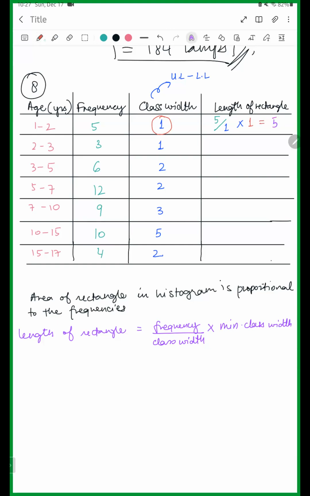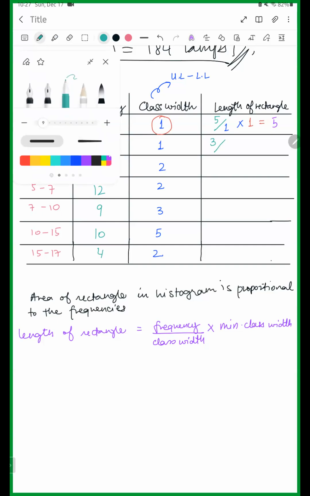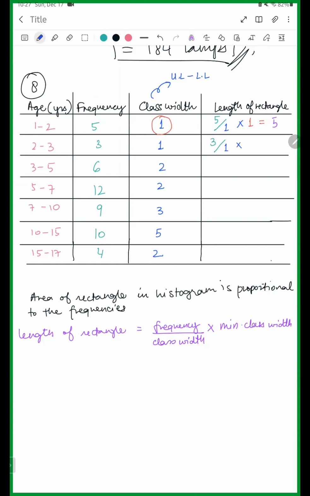Okay. So now similarly, this will be 3 by class width for this particular one is 1, into the minimum class width, which is 1, is equal to what? Again 3. Then frequency is 6 divided by class width is 1 into the minimum class width is 1. So everywhere it is 1, so I won't write 1 again and again. Okay. So I will write it, no problem. For this question, I'll write it.